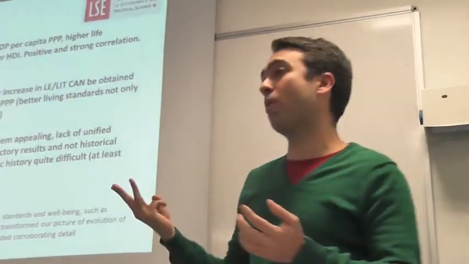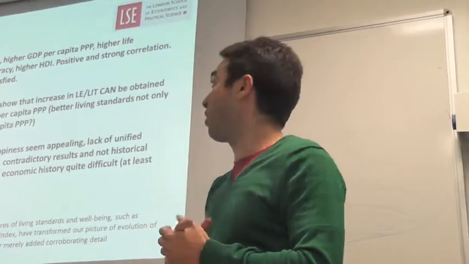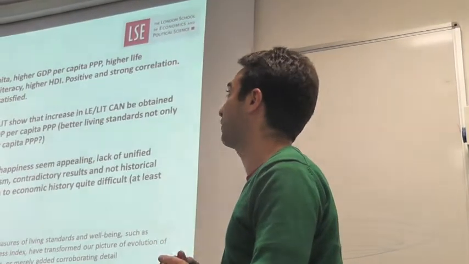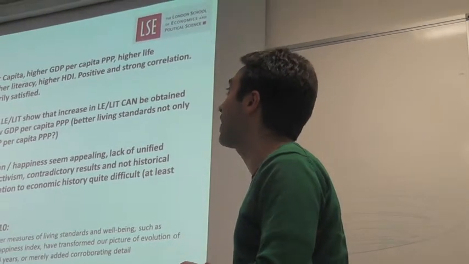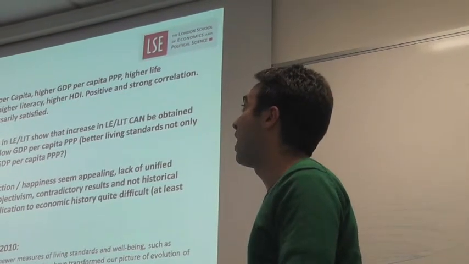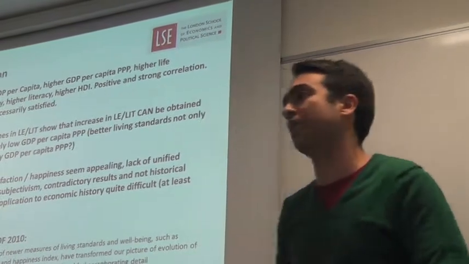Basically, we have three options to answer this. There is a correlation between GDP per capita PPP, life expectancy, higher literacy, and HDI. However, not necessarily on the satisfaction side.